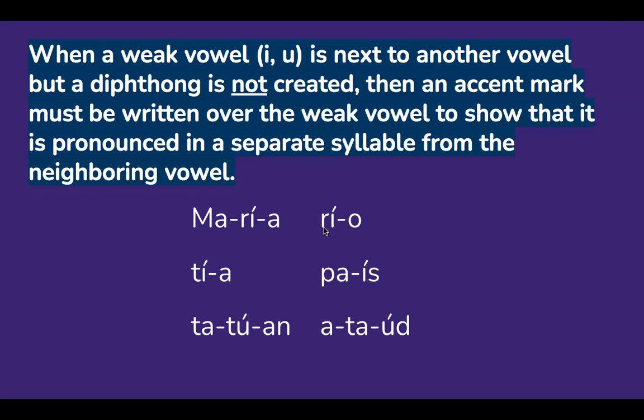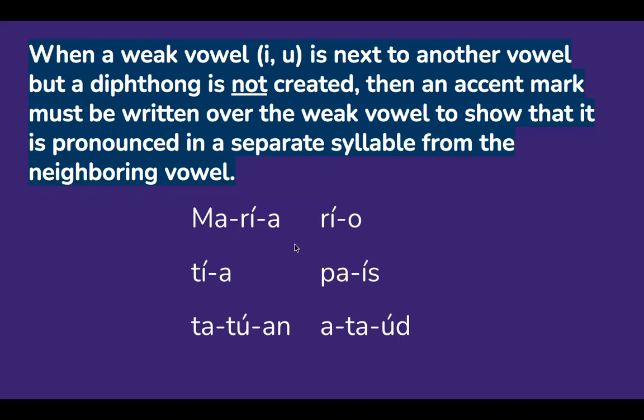Another example is río. The I separates from the O, even though the I is a weak vowel. Tía. País. Actúan. The U, the weak vowel, separates from the strong vowel A, because that's how this word is usually pronounced. Ataúd.